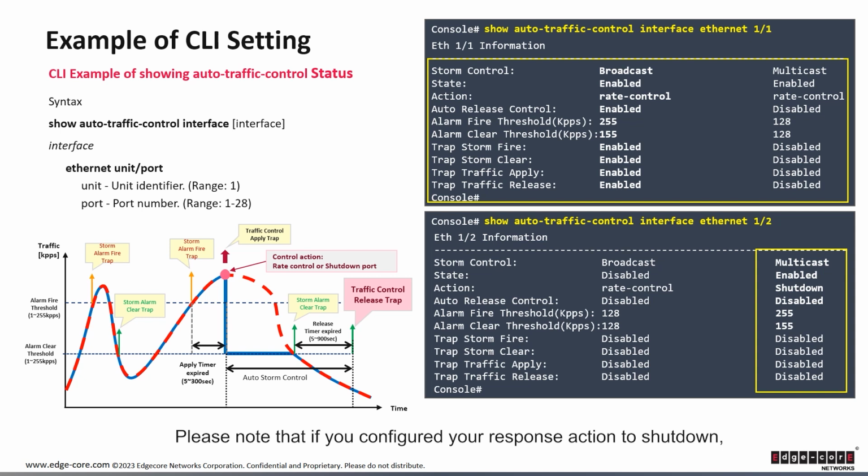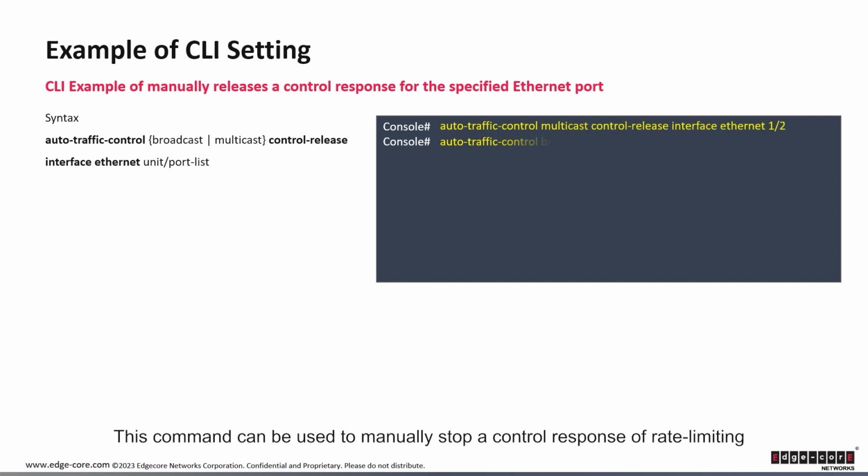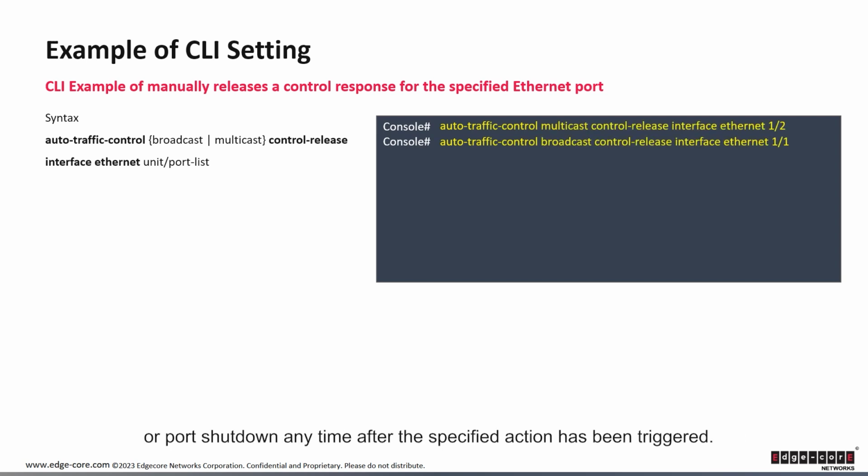Please note that if you configured your response action to shut down, the auto release control will be disabled. You need to release a shutdown port manually by the Auto Traffic Control Broadcast or Multicast Control Release command. Let me introduce it in the next slide. This command can be used to manually stop a control response of rate limiting or port shutdown any time after the specified action has been triggered.